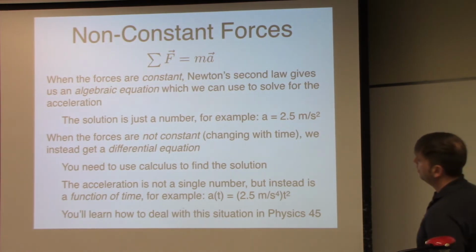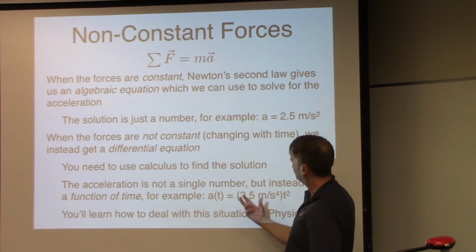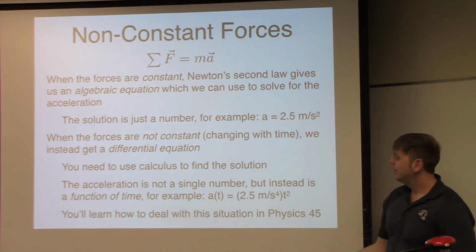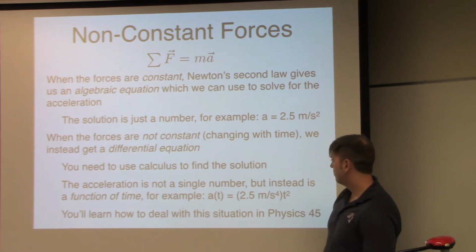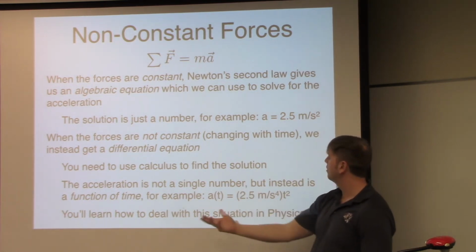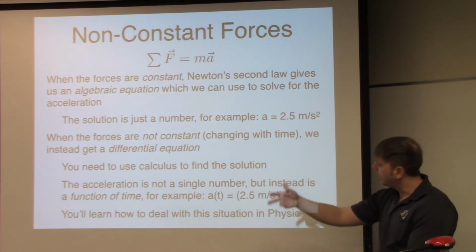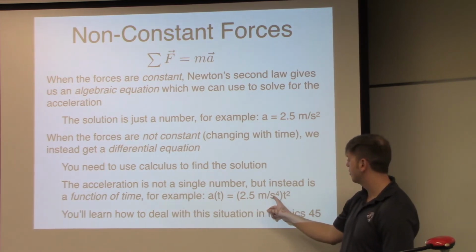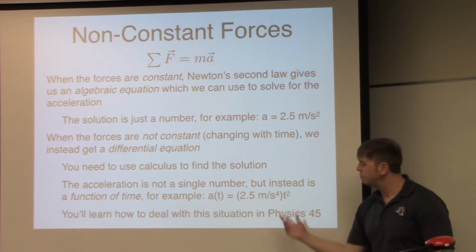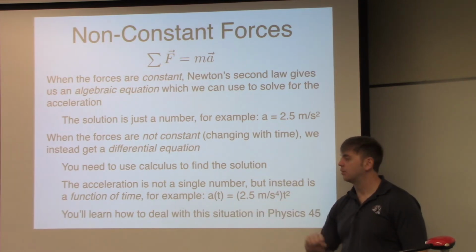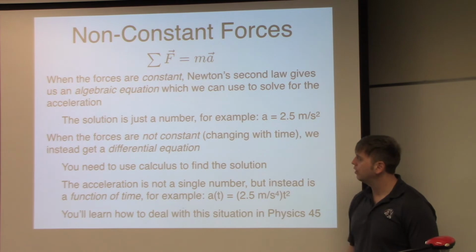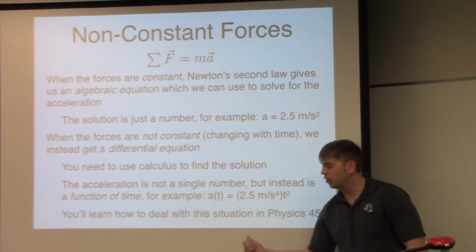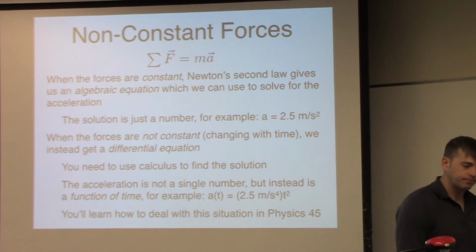And let's say you solve for the acceleration, you're not just going to get a number. You're not just going to get a is equal to 2.5 meters per second squared. Instead, you're going to get a function. So a is going to be a function of time, not just some constant number. So here's just an example of what that could look like. a as a function of time is 2.5 meters per second to the fourth times t squared. So this means you plug in a time and you get the acceleration out. Okay, that's how it's going to work if you have non-constant forces. And we're not going to learn about this in Physics 44. We're going to learn how to do this in Physics 45.